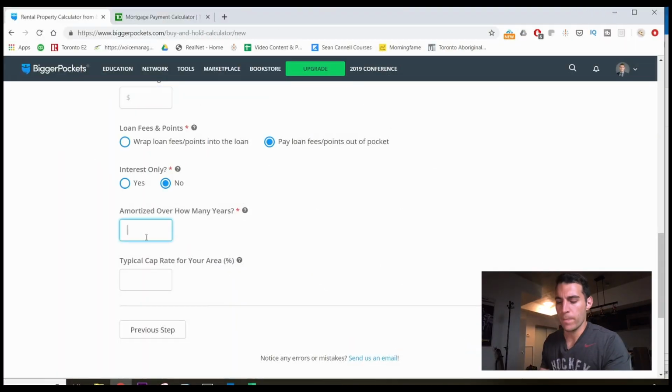But for our purposes, let's leave that. Interest only, no. Amortization, let's go 25 years. You can go 30 years, 35, depending on your market, depending on what's allowed. Simply put, with a shorter amortization, you're paying more of the principal. With a longer amortization, you're paying more interest as a percentage of your payment.